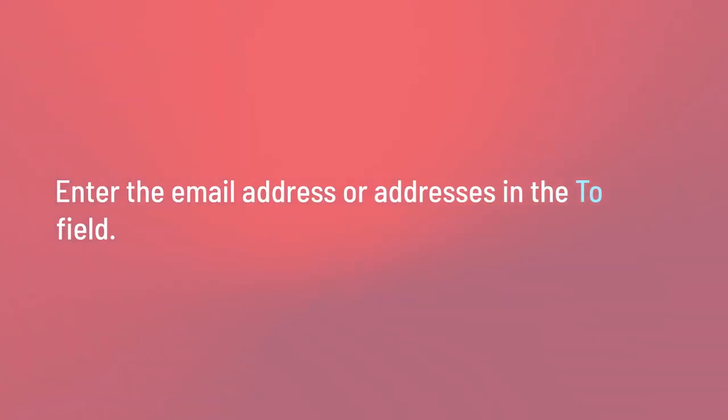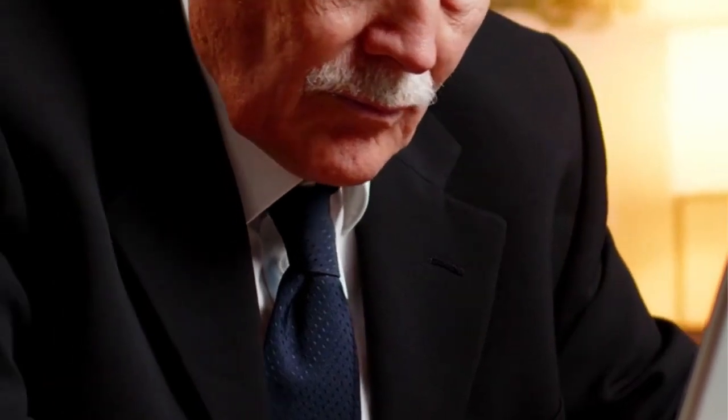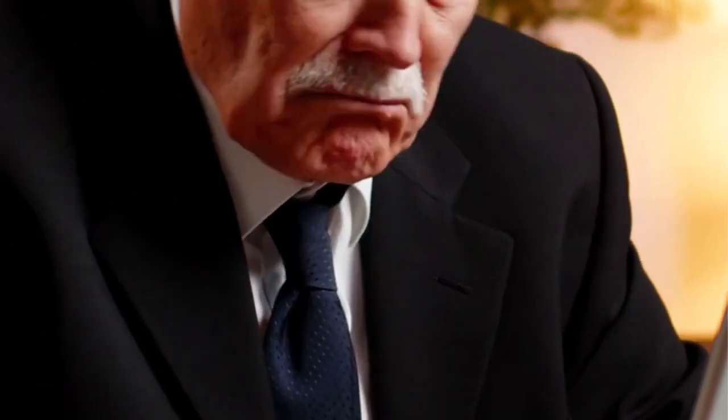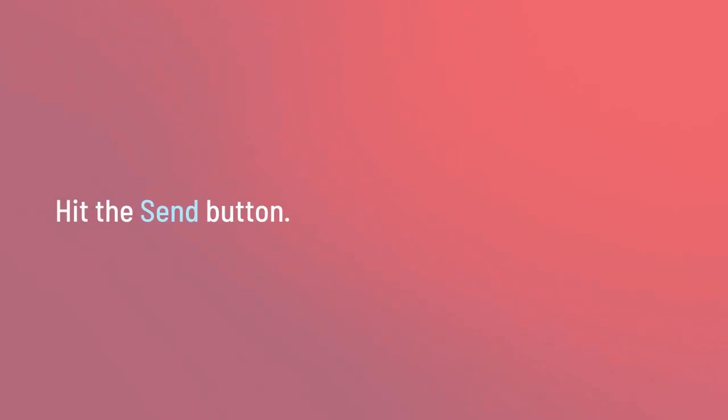Now, simply enter the email address or addresses of the people you want to send it to in the To field. You can add a new subject line or a brief message if you like, providing context for the recipients. Double-check everything, especially the attachments, to ensure they are all there as expected. Finally, hit the Send button.